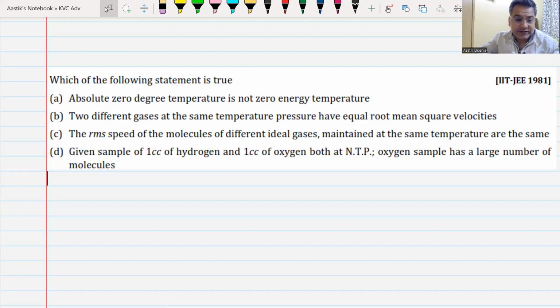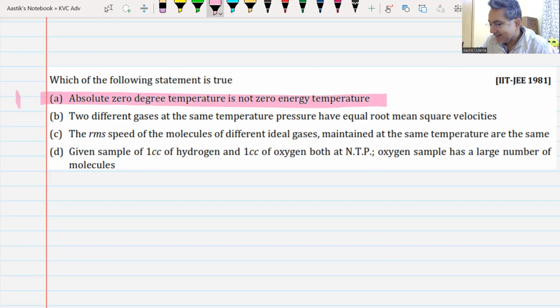Only one option is correct here. Option A, sir. Well done. That is correct, sir. The other three options are false. The only correct option is option A.